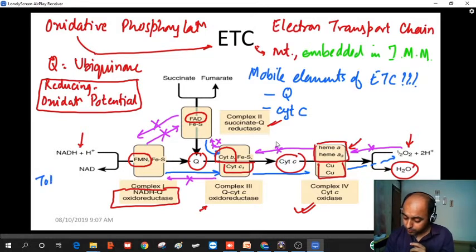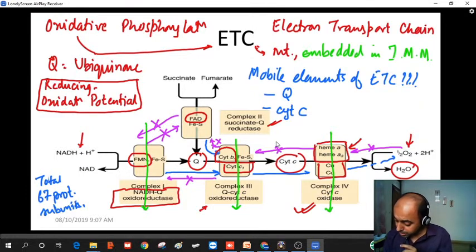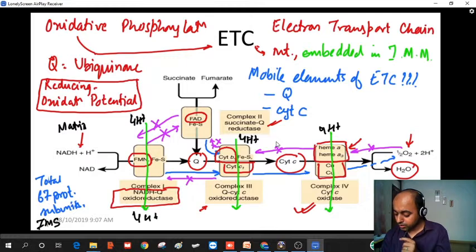In ETC, we have a total of 67 protein subunits. And lastly, complex 1, complex 3, and complex 4, each of them pumps 4 protons from the matrix into the intermembranous space. You get the 4 protons.